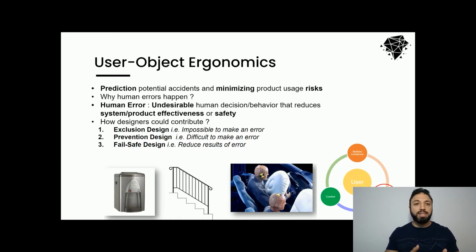Exclusion design is very simple to understand. You're making it impossible for the user to make an error. Like in the water dispenser, they have this small red button where you need to lift the button deliberately, and usually at a very uncomfortable angle, in order to press and release the hot water. This makes it nearly impossible to make that error of releasing the hot water without intending for that to happen.